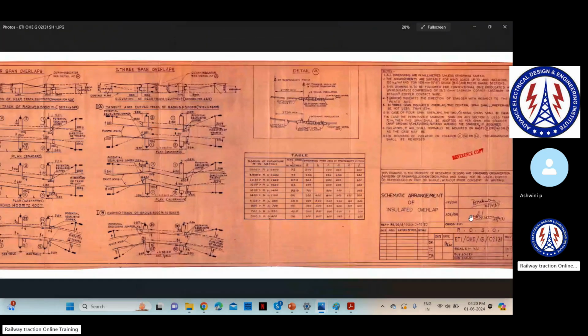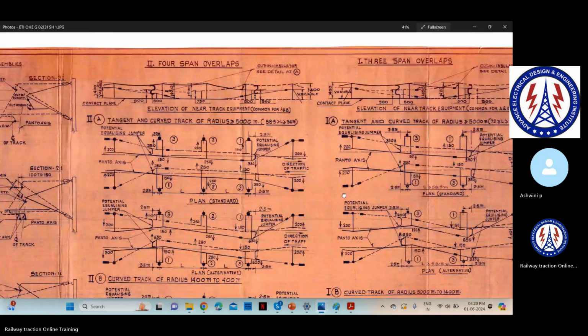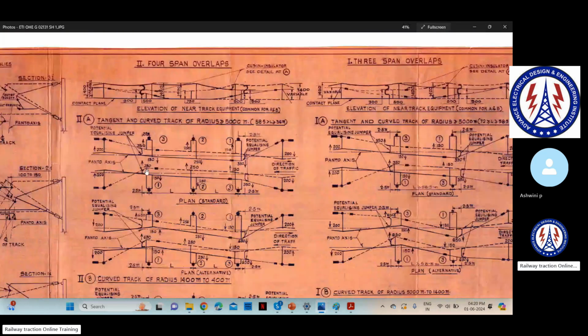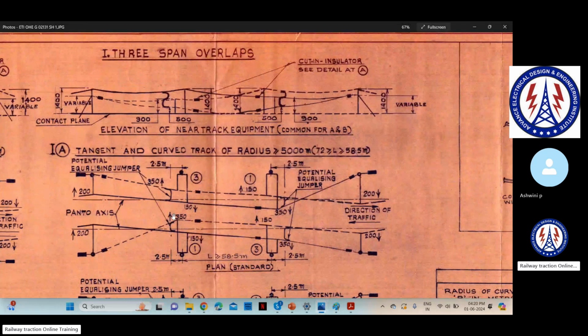This is an approved RDSO drawing reference. Okay, so how it happens over here, we can see it. This is a straight wire, okay?